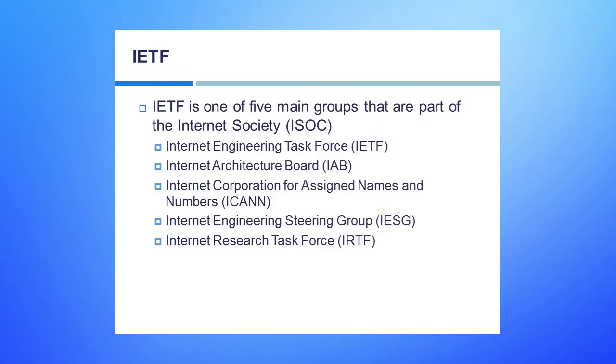Internet communication. So in the ISOC, by the way, besides IETF, they have the Internet Architecture Board. They also have the group that assigns names and IP addresses. They call it ICANN, or the Internet Corporation for Assigned Names and Numbers. And even in that organization, it's broken down by different regions of the world. They have the Internet Engineering Steering Group and the Internet Research Task Force.